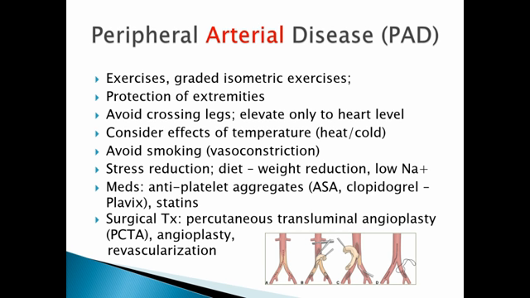So, things that we recommend. We do want these patients to continue to exercise. Now, remember, they're experiencing intermittent claudication, so we don't want them to go out and run a marathon, but we do want them to have graded isometric exercise. And then usually we'll say, walk till you start hurting, take a rest. You don't want to overdo it, but you do want to promote exercise because that does help with blood flow. We do want to protect the extremities.